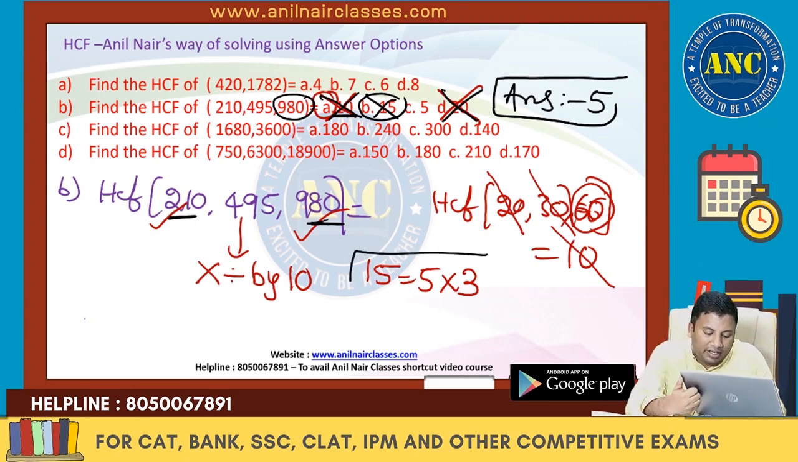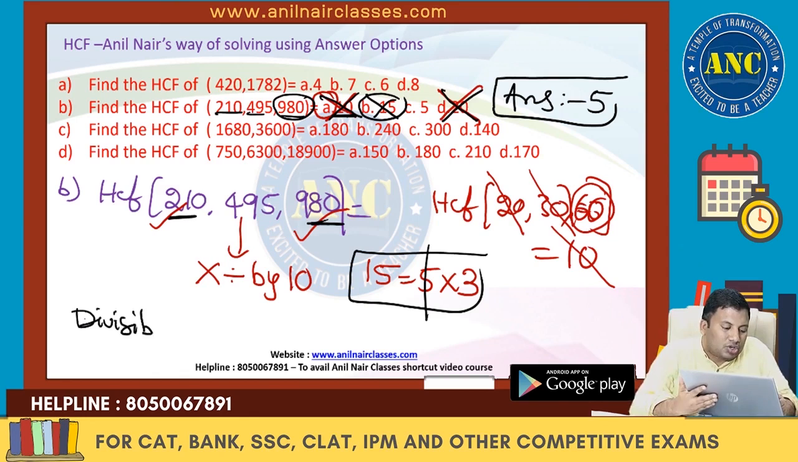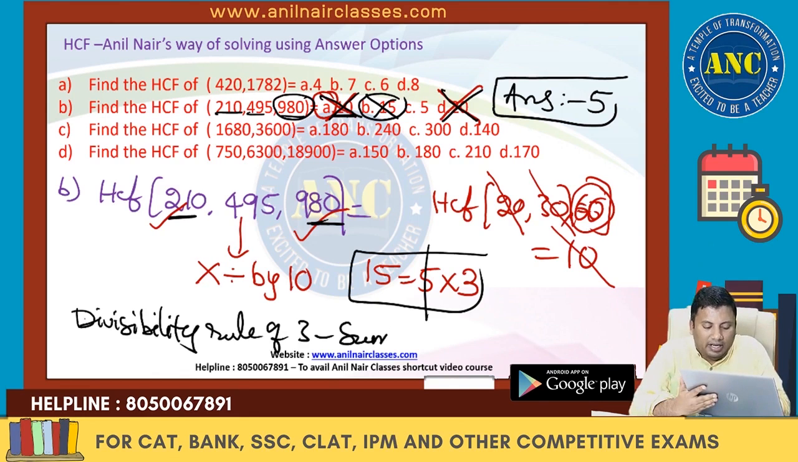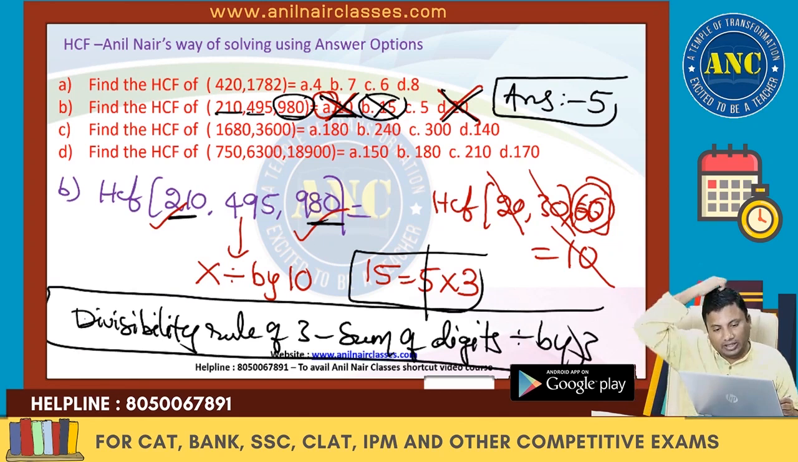15 is 5 into 3. 5 I am not doing because all are divisible by 5. For 3, the divisibility rule is that the sum of the digits should be divisible by 3. 980 is not divisible by 3.